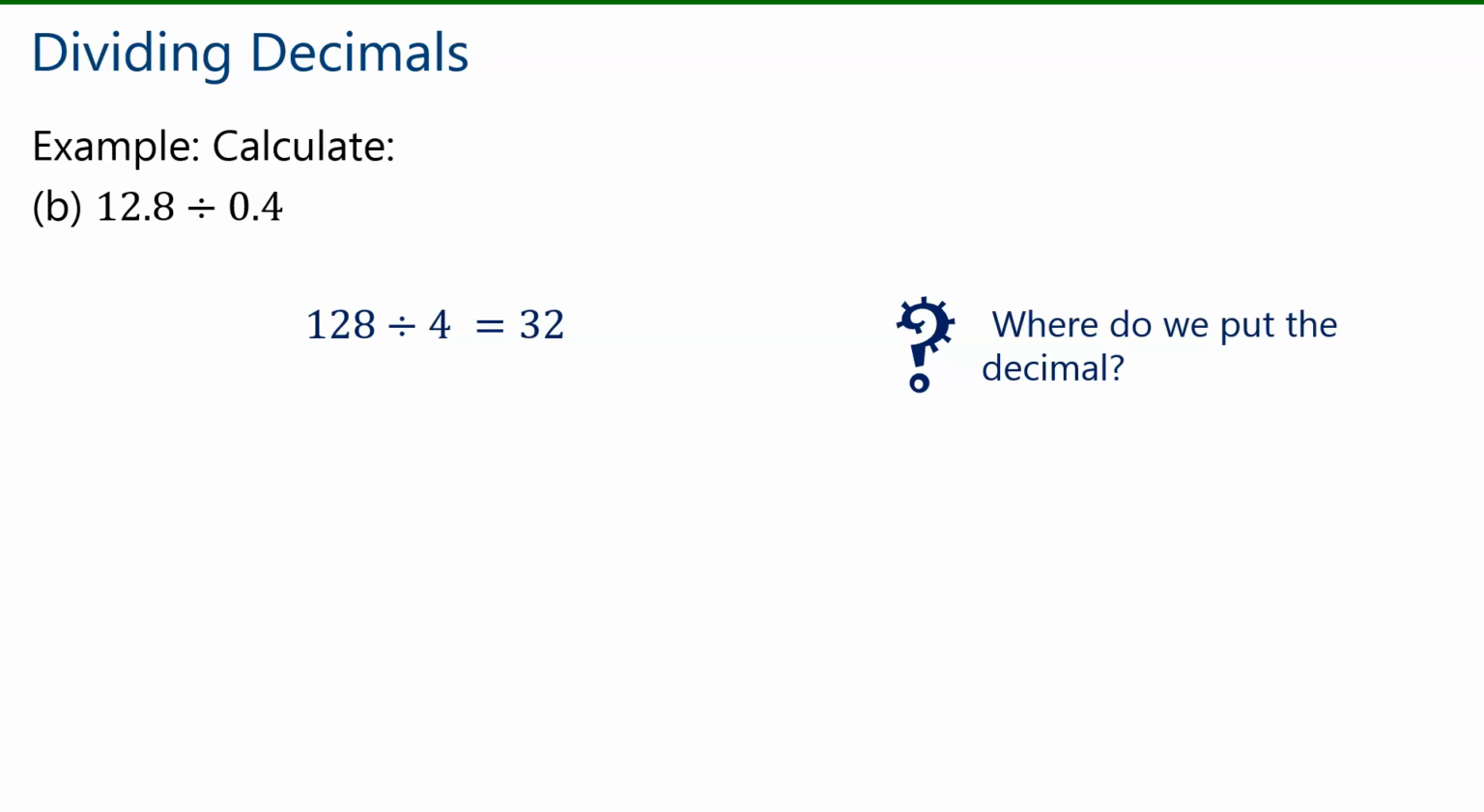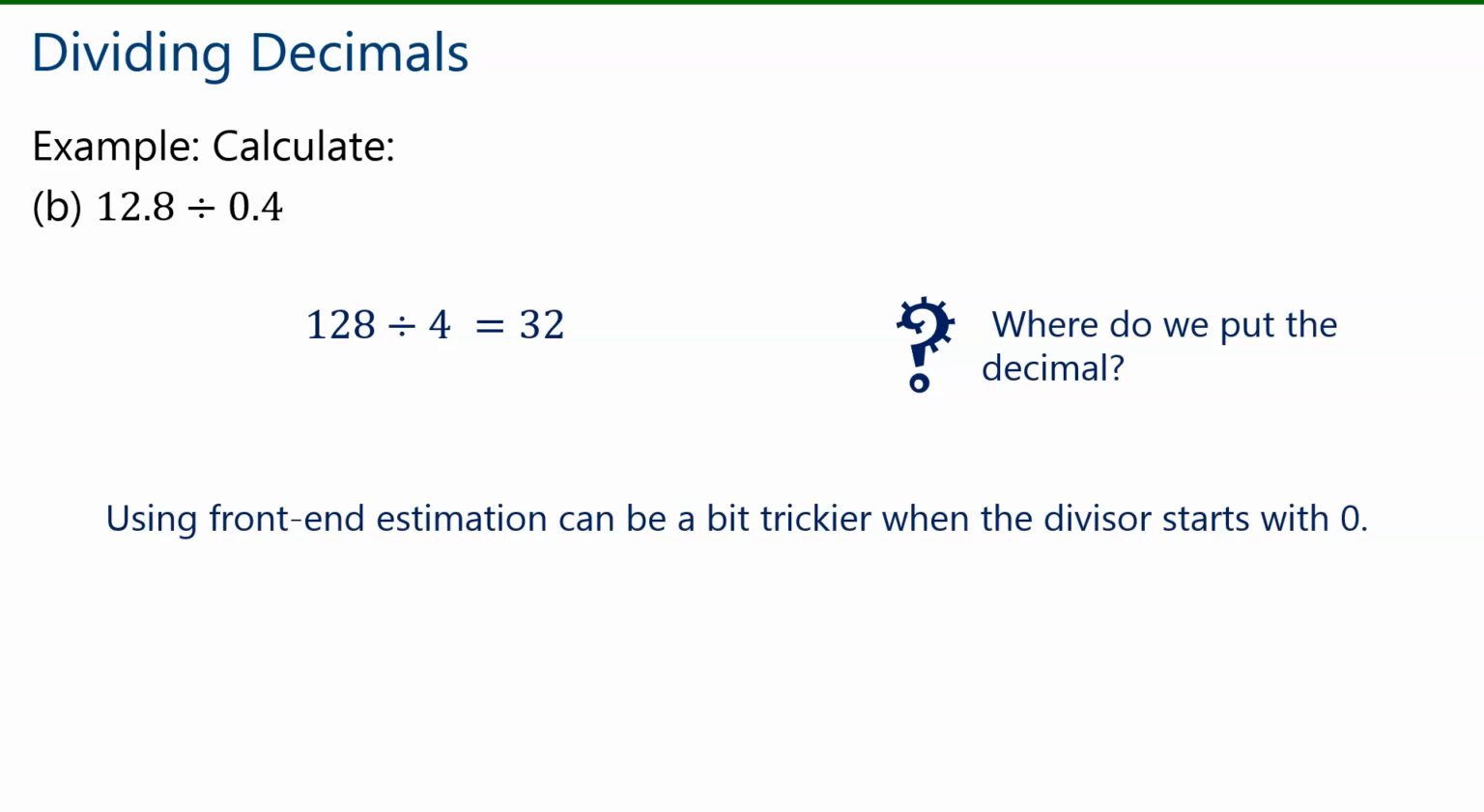So again, now we need to figure out where to put the decimal. Is it 0.32, 3.2, or is it simply 32? Using front-end estimation, like we did for A, can be a little bit trickier here since the divisor starts with a 0. If we look at the whole numbers and do 12 divided by 0 here, you'll see that that's not possible since we can't divide by 0. So we need to do something else.